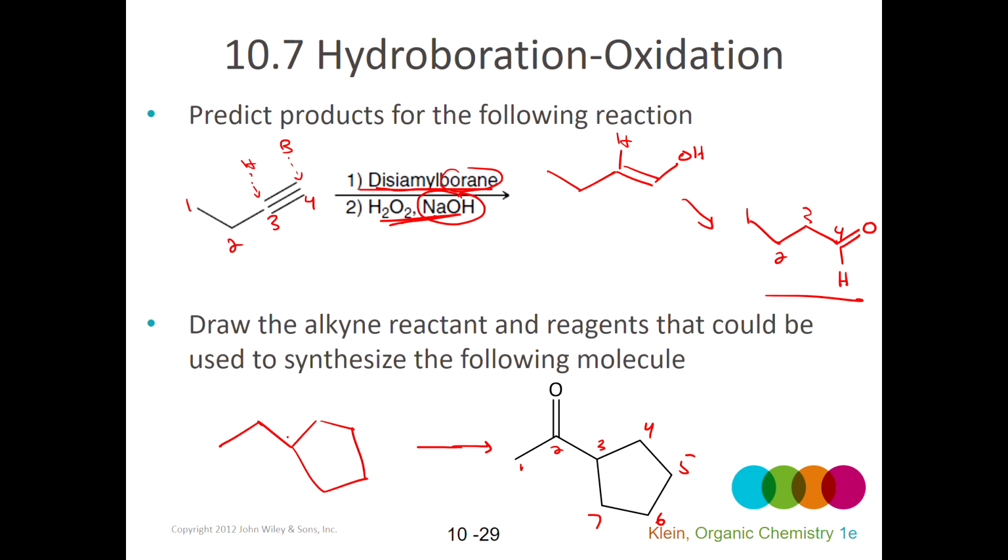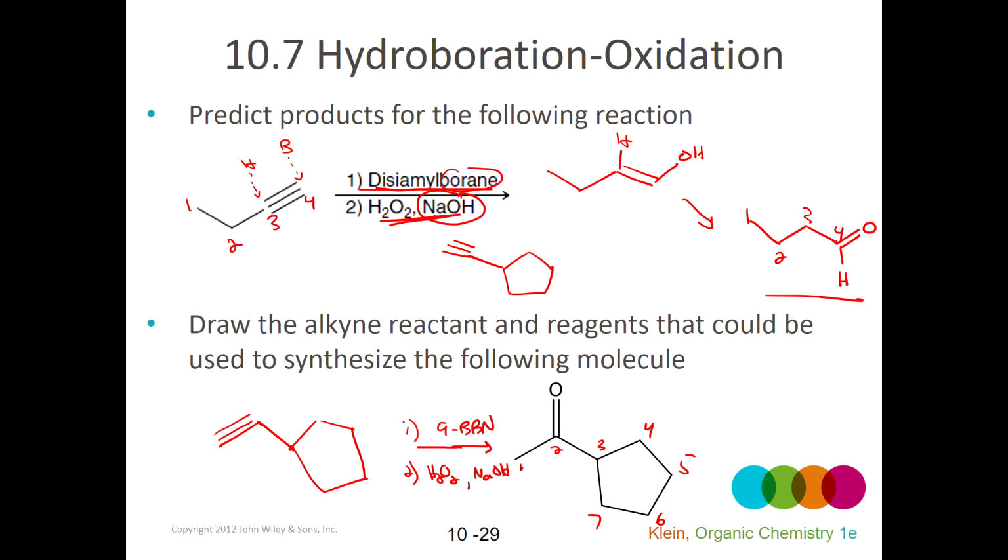If I put it here, that's going to be too many bonds, right? I can't have 5 bonds on this carbon. So my only option is to put the alkyne here. And that doesn't look too good because this bond should be linear. So really what this should look like is this. So I could use this set of reagents, or alternatively I could go with a 9-BBN, and then in the second step, the peroxide and the NaOH.